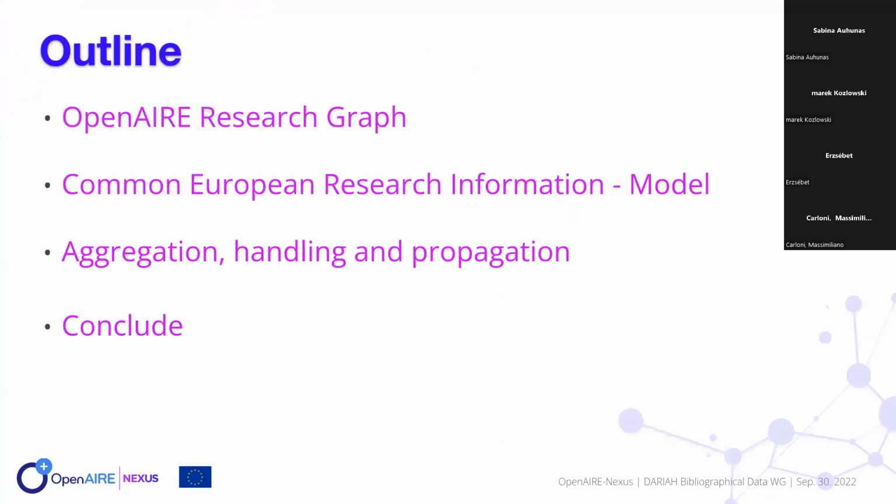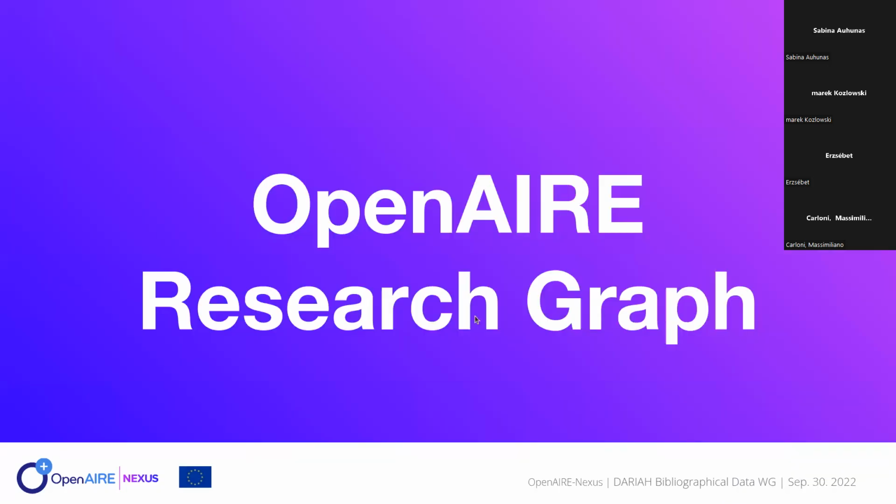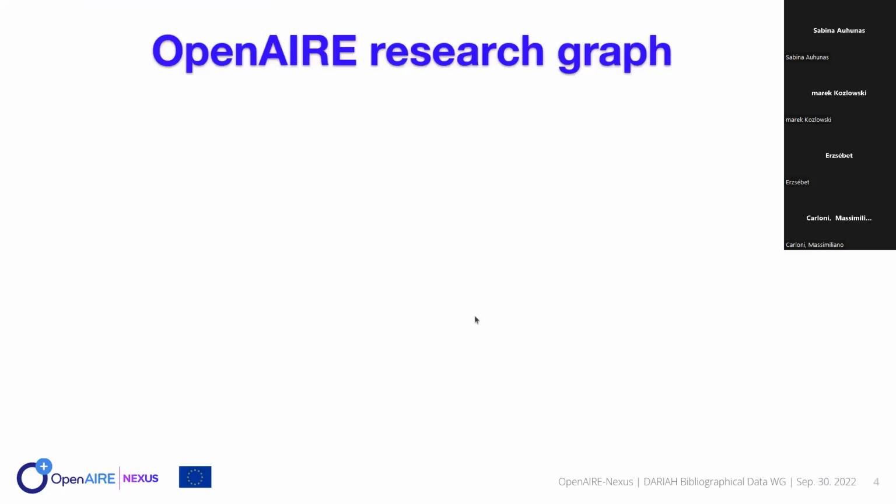So the outline is a high-level overview of the OpenAIRE research graph and the common European research information model that Joonas also mentioned in his presentation. After this, we take a closer look at the aggregation of metadata handling in the OpenAIRE research environment and the propagation, and a short conclusion. So let us start with the OpenAIRE research graph.